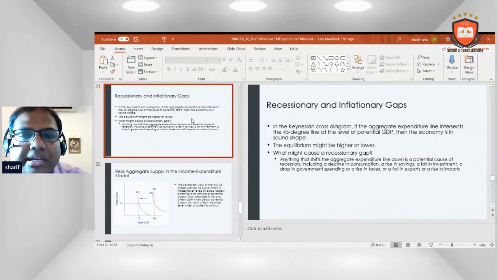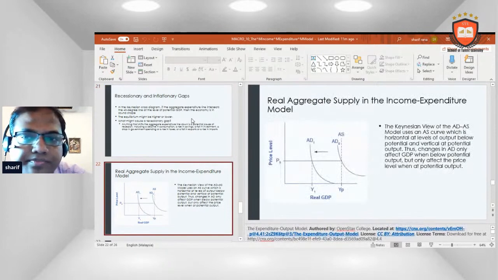Anything that shifts the aggregate expenditure line down is a potential cause of recession. This includes a decline in consumption, a fall in investment, a drop in government spending, a rise in taxes, a fall in exports, or a rise in imports.